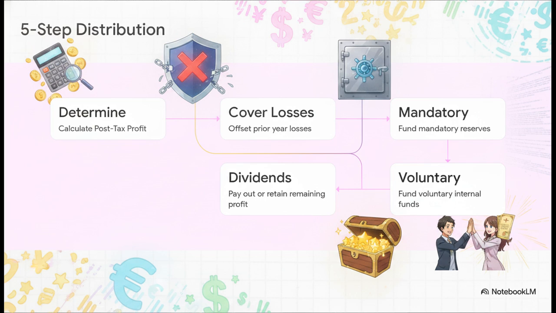First, you legally determine the net post-tax profit. Second, you must legally cover any of last year's carry-forward losses. Third, you strictly fund your mandatory financial reserves as required by corporate law and your own charter. Fourth, you fund voluntary internal funds like employee welfare or bonus funds. And only then, at step 5, are you permitted to pay out dividends to shareholders with the remaining balance.